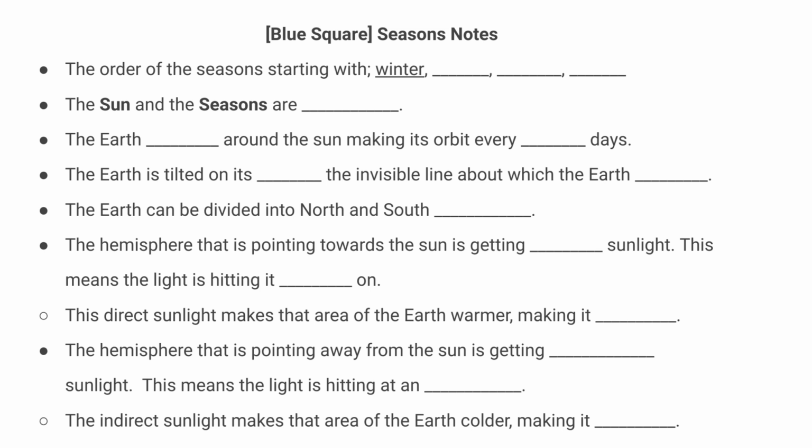So, seasons on Earth are due to the Earth's position as it orbits around the sun. And the order of the seasons, starting with winter, goes from winter to spring, from spring to summer, and then from summer to fall. This is also known as autumn. And then this would repeat. So autumn would lead back into winter, winter to spring, spring to summer, summer to fall, and it goes around and around again.